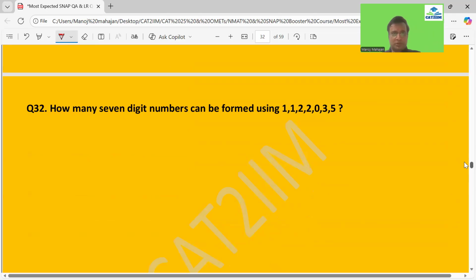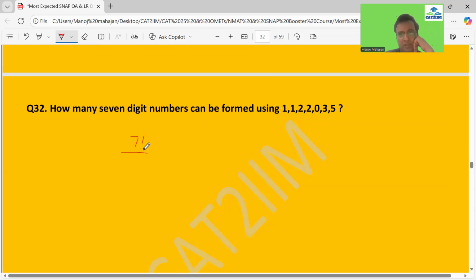Yeah, this was a wonderful question. So again, the choices would definitely be there, right? So it's all memory-based SNAP questions. So at times you don't remember the choices out there. So only 7-digit numbers can be formed using these, which means one has to be used twice. They're saying 2 twice, 0, 3, 5 once. So first, get all the numbers, and of course, you won't be getting just 7-digit numbers out here. You would be getting 6-digit also. That we will subtract, right?